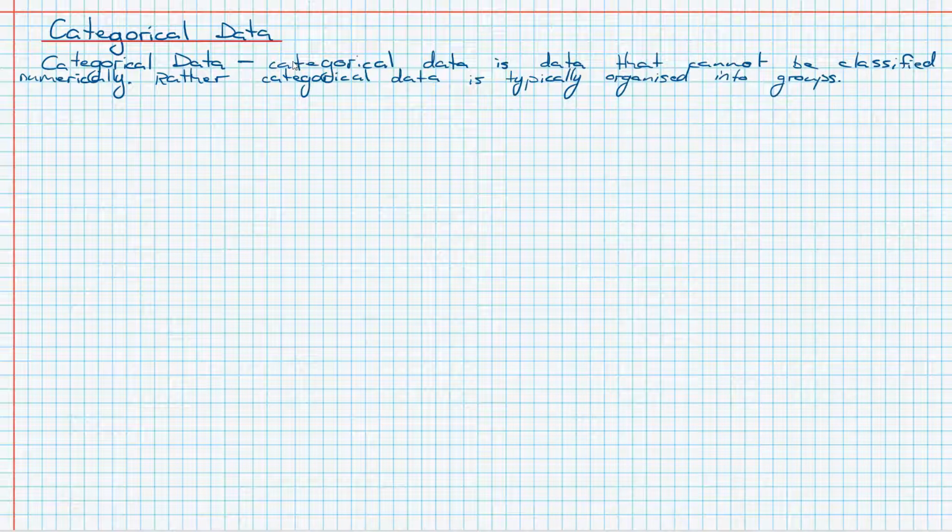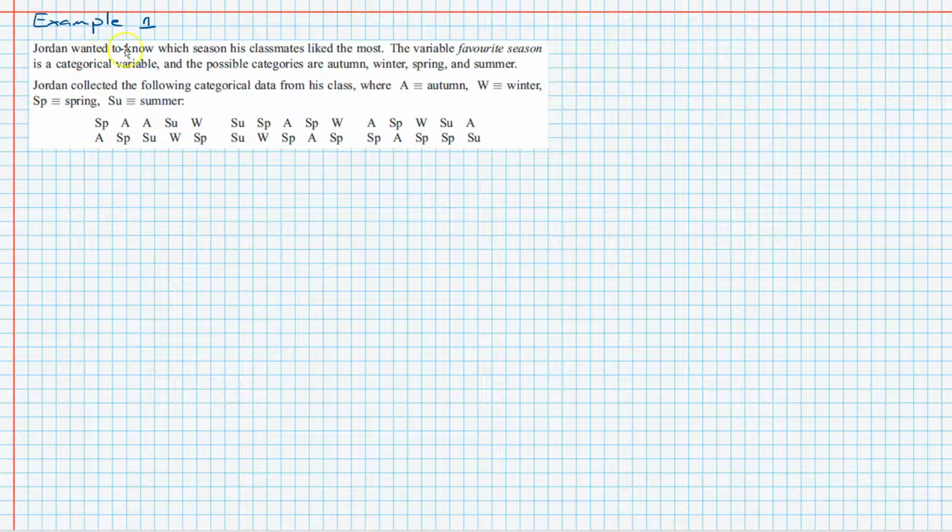Cool. Now that we've had a look at what categorical data is, let's have a look at how we can represent it. So I'll jump to a quick example over here. Jordan wanted to know which season his classmates liked the most. The variable favorite season is a categorical variable, and the possible categories are autumn, winter, spring, and summer. Jordan wanted the following categorical data from his class, where A is equal to autumn, W is winter, SP is spring, and SU is summer.